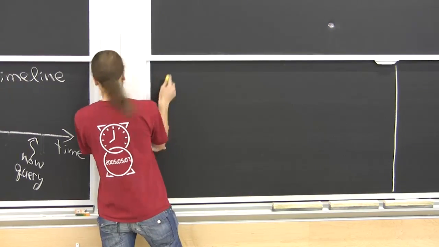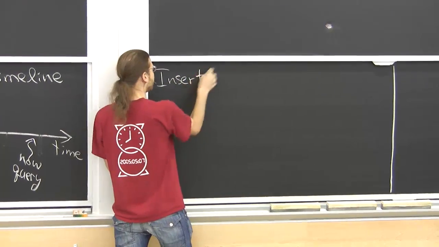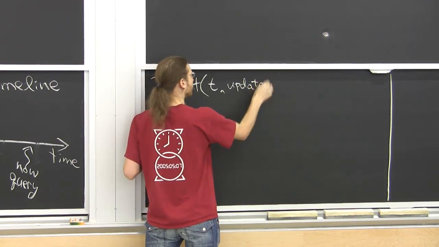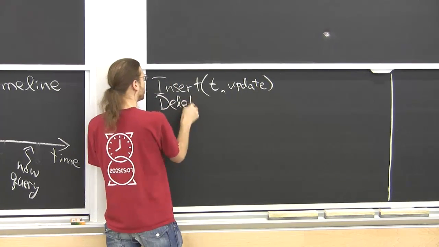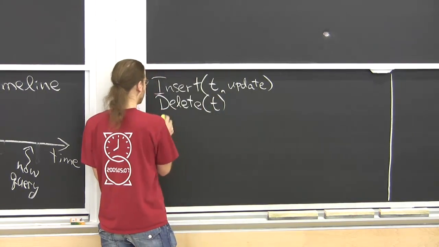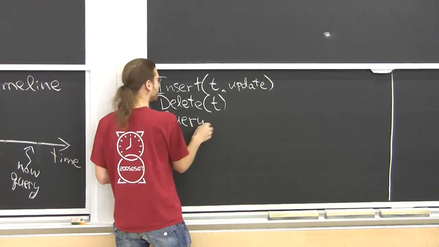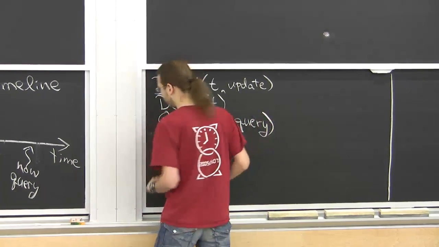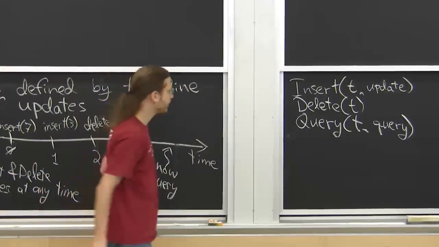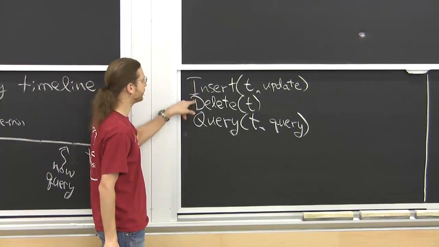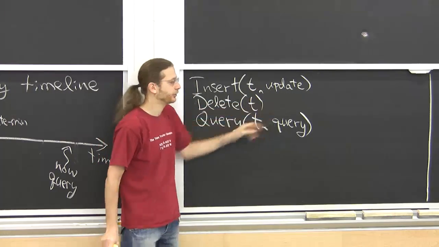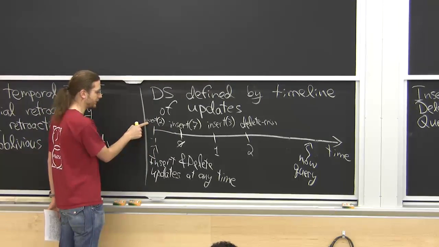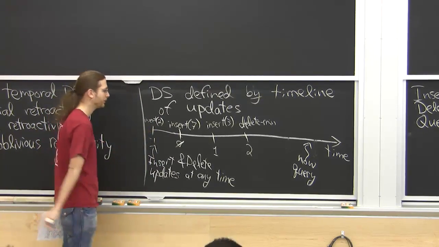So in general, we're going to have insert at a given time, a given update, delete the operation at a given time, and query. And I'm going to use capital letters to denote retroactive operations and lowercase letters to denote regular operations. So it's intentional. This is an uppercase insert. This is a lowercase insert. So we're inserting an insert at the time before 0.